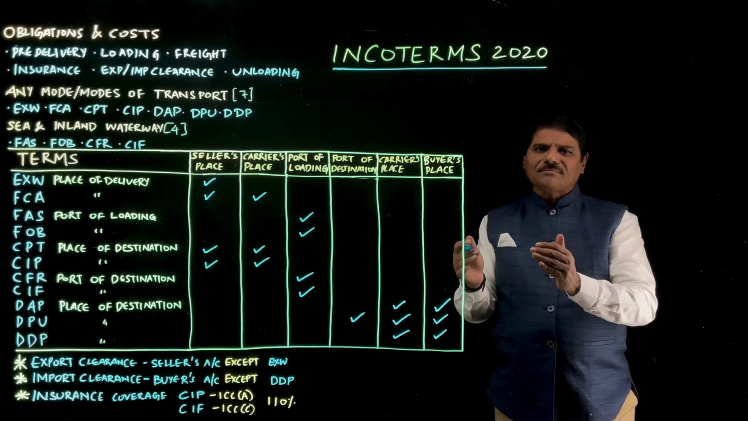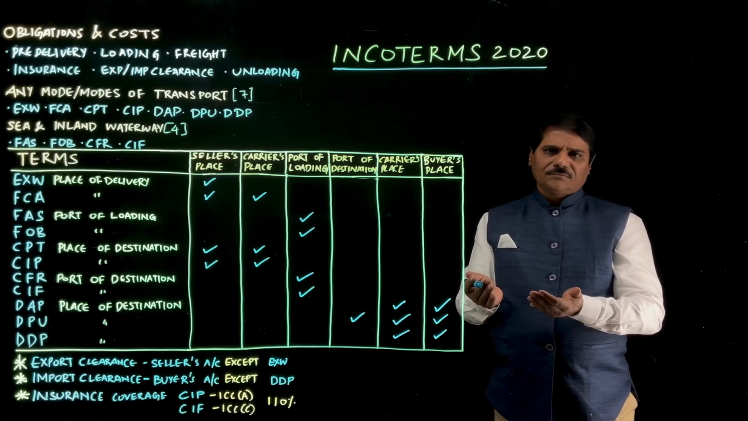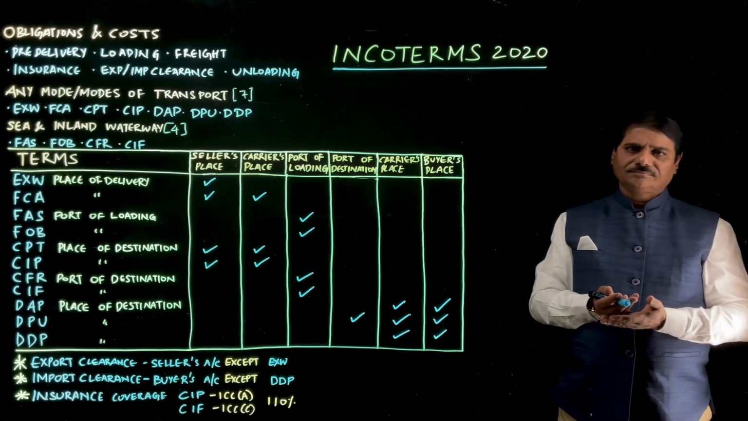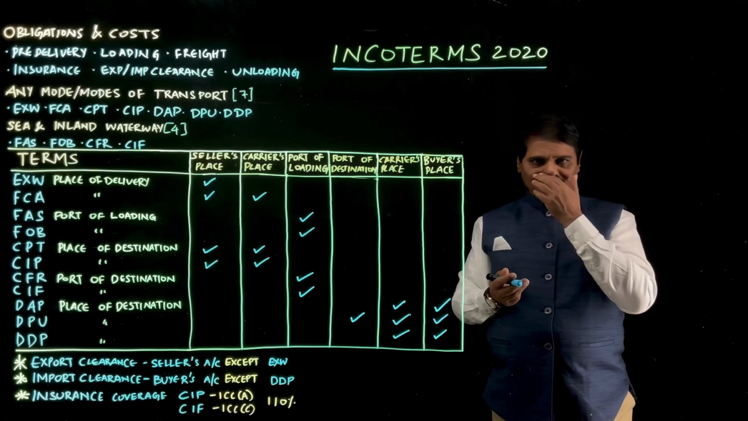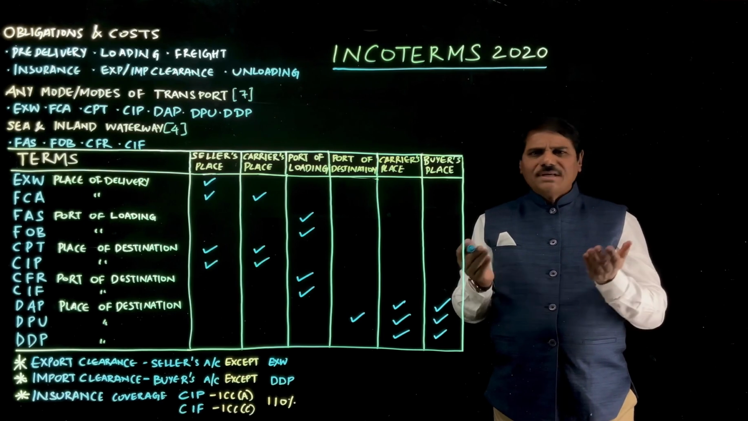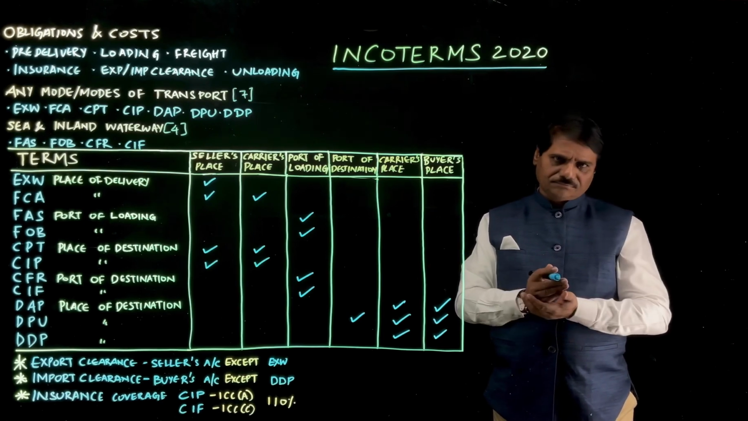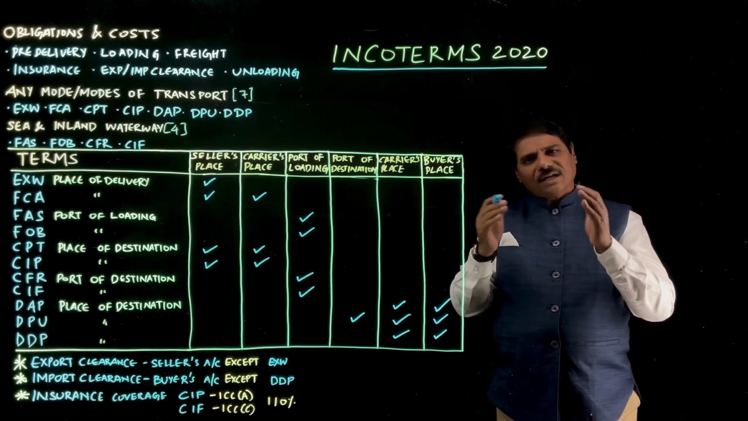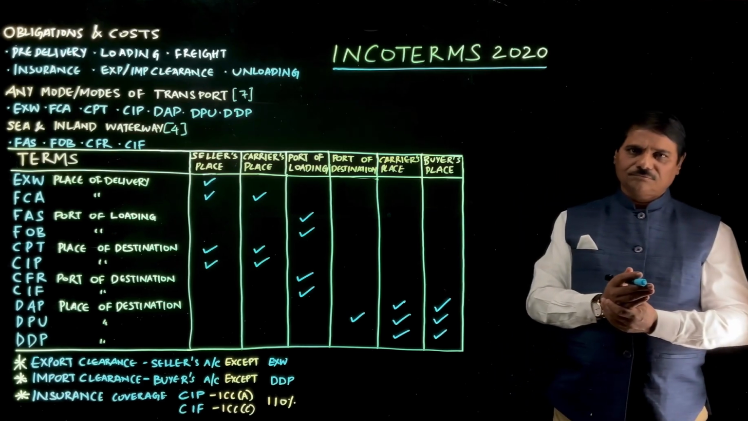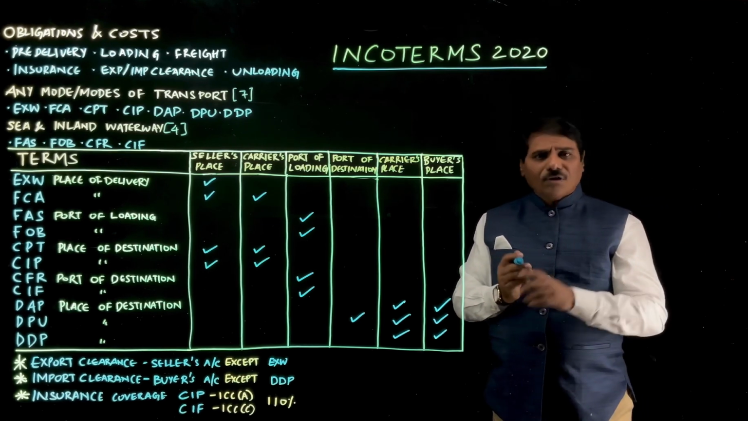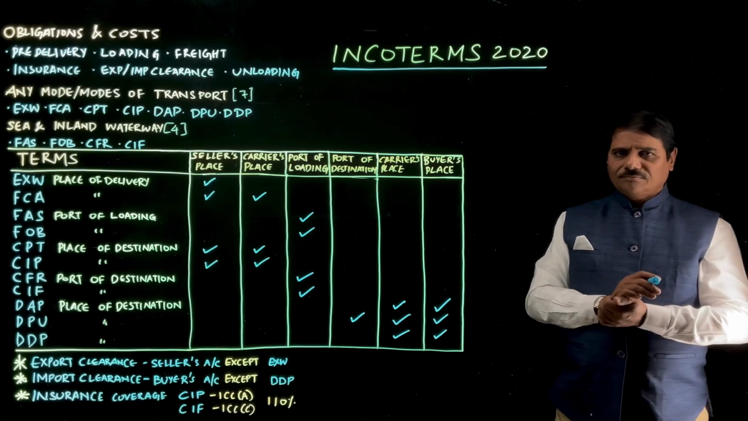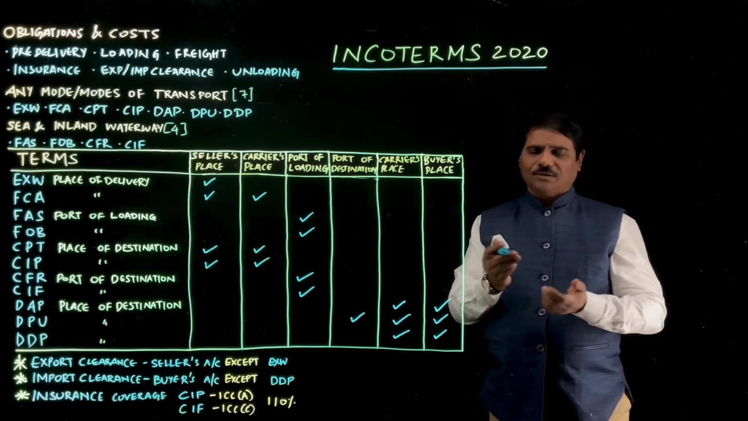Suppose that particular item is not required to be packed, like some iron rods or some bricks, coal. These things you don't generally pack. So this particular item is not required to be packed for transportation, there is no need for you. But always it is better to incorporate in the sales contract how to pack the goods.